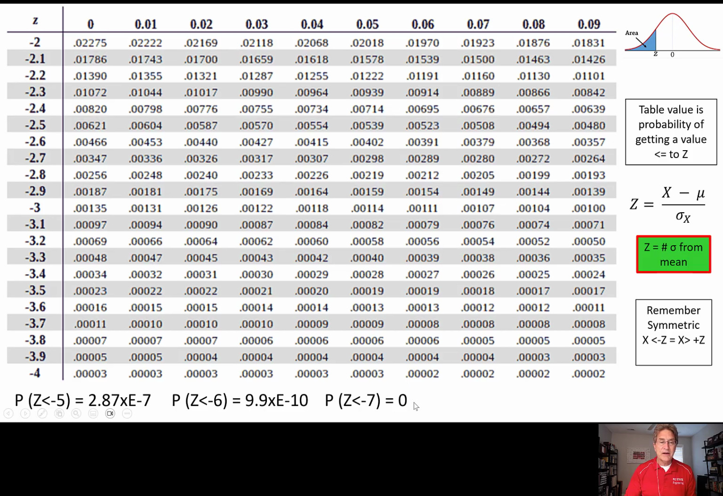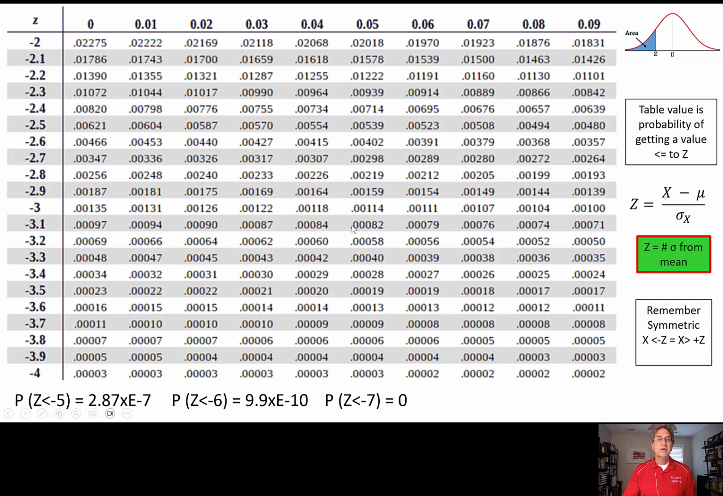It's a little different than the one I was using earlier. I added down here at the bottom, this one goes to -4. You can see the probability. I added z less than -5. It's 287 e to the -7. And then a -6, 9.9 e to the -10. And then z -7 is essentially 0. So it has a few more numbers on there. It's got a reminder here how to calculate z.